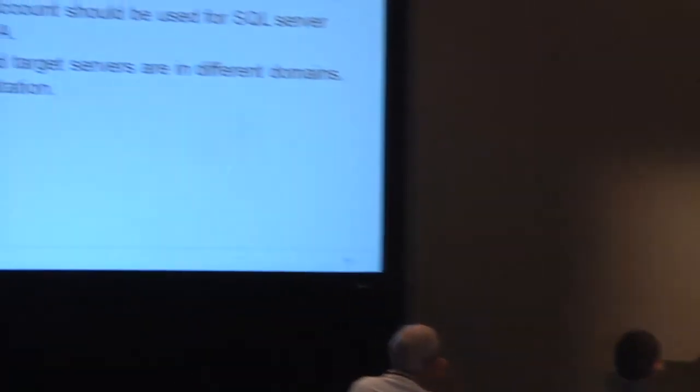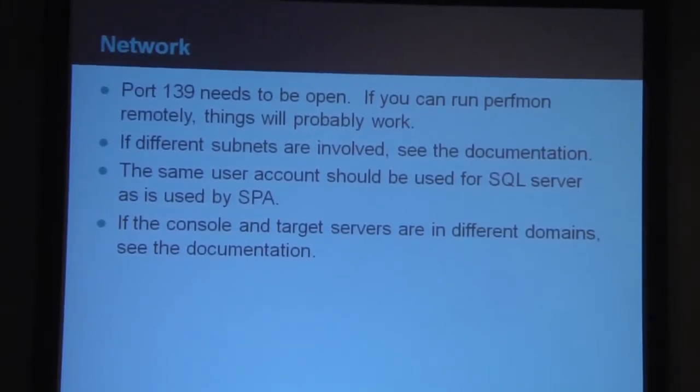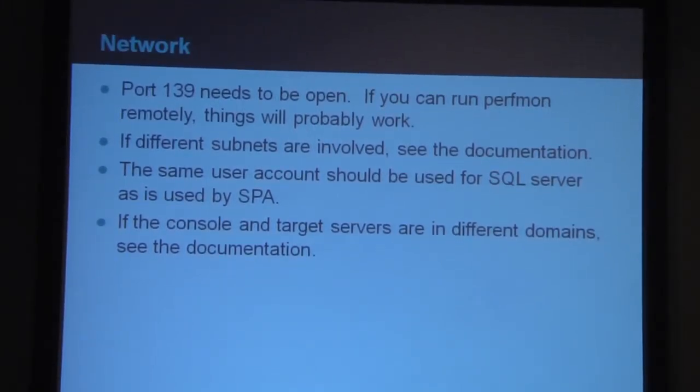So network stuff. Port 139 is used by the PLA service, so that needs to be open. The easy way to test this is if you can run Performance Monitor remotely against a machine, things are probably going to work. You probably have the access that you need across your firewall. It's another subject that I didn't want to deal with in the presentation today, but if you've got differing subnets, which are certainly possible, see the documentation. That can be handled. There's just additional configuration.